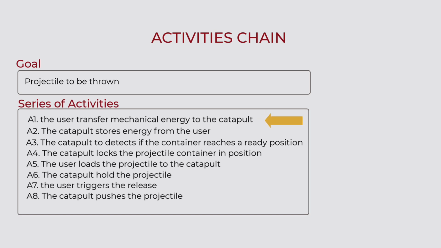It starts with activity 1 or A1, where the user transfers mechanical energy to the catapult, and ends with activity 8 or A8, where the catapult pushes the projectile. These 8 activities describe how the device interacts until the goal is accomplished. This is an example of what the activities chain shall look like. It consists of statements that describe a series of interactions to accomplish a particular goal.